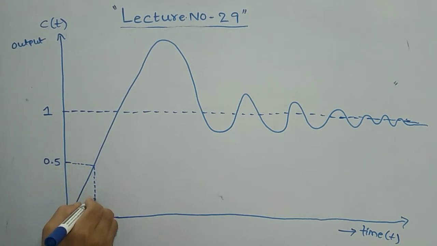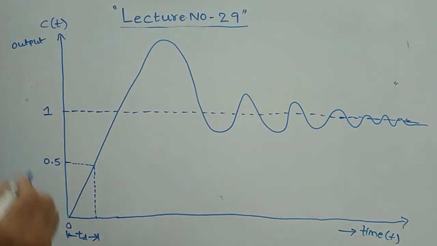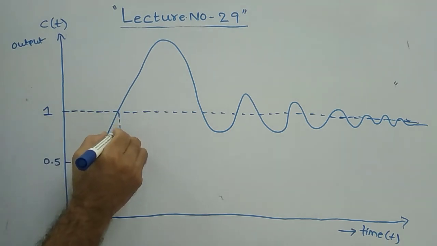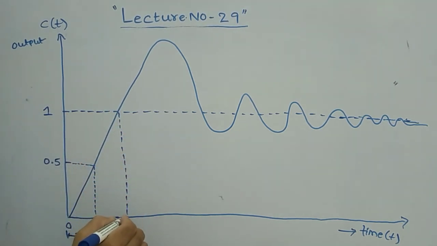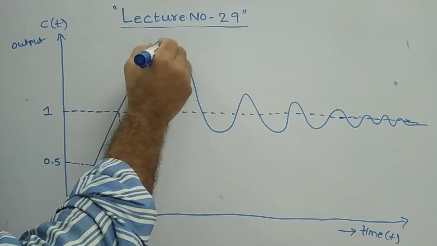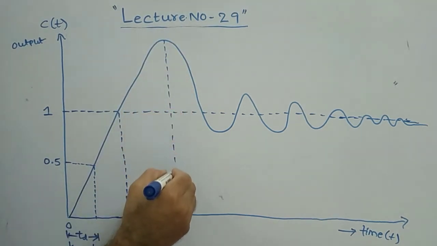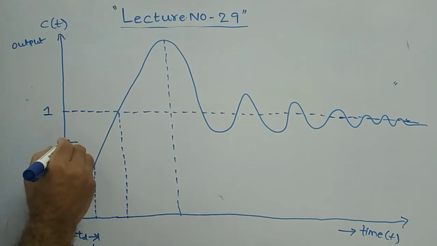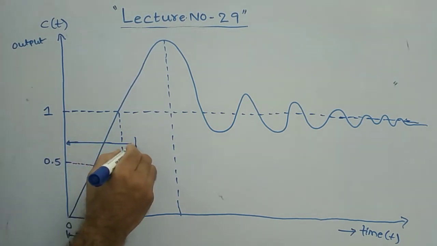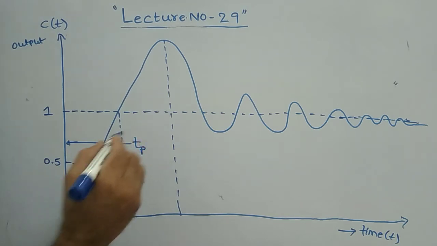From here you can define one parameter, the time called td. This is called delay time. Delay time, this time is called delay time. First I will note down, and up to this one, this is called your tr. This is called your tr. And then here, this is your peak value actually. This I will note down here. This is called TP.